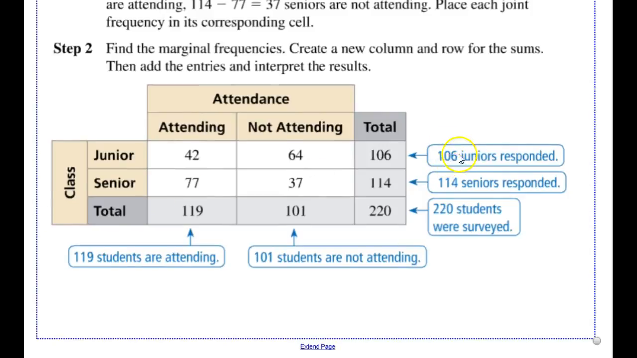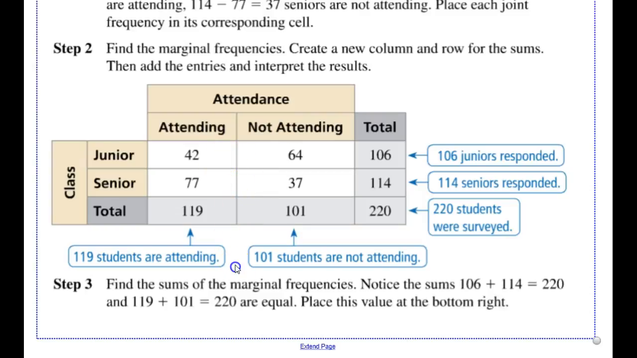So I know that 106 juniors responded. There were 114 seniors that responded. I know that 101 students are not attending, and then 119 students are attending, and there was a total of 220 students. And then if I want to find more data from that, I can look further into each individual piece. So in order to find the sums, I just add them all together.